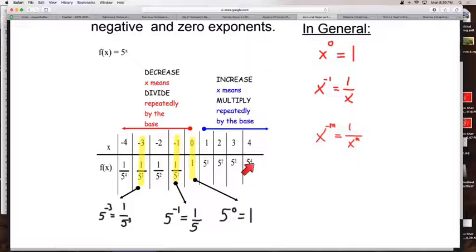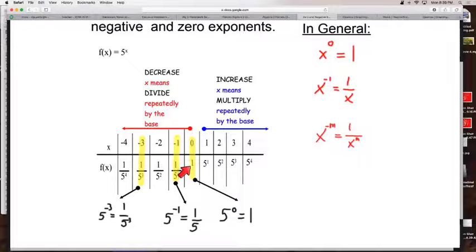So there's 4 5s when x is 4. There's 3 5s being multiplied when x is 3. What happens if I go backwards? From 4 to 3, I have 1 less 5 multiplied, which means I can divide by 5 to go backwards. In other words, 5 cubed divided by 5 is equal to 5 squared. 5 squared divided by 5 is equal to 5 to the 1. And then 5 to the 1 divided by 5 to the 1 is equal to 1. 5 divided by 5 is 1.